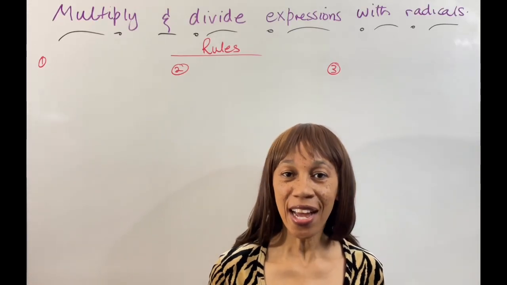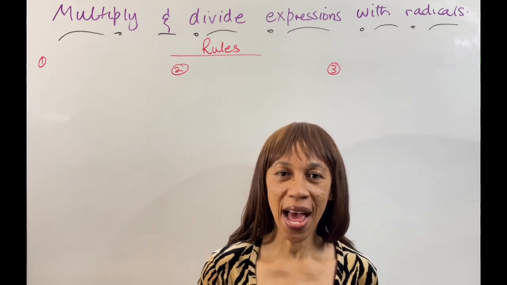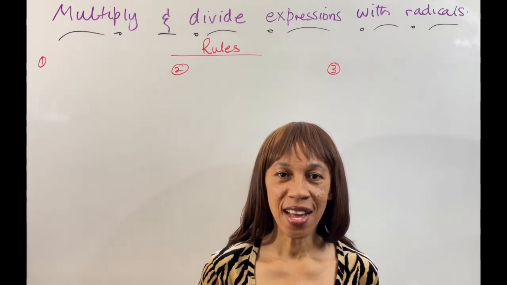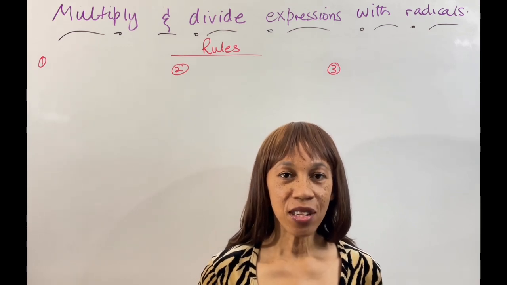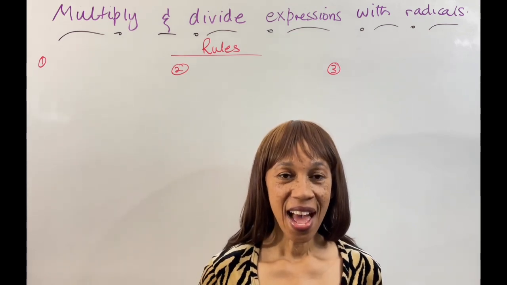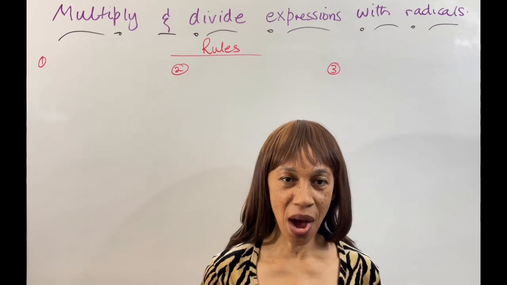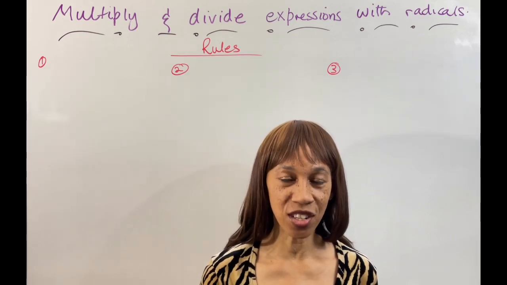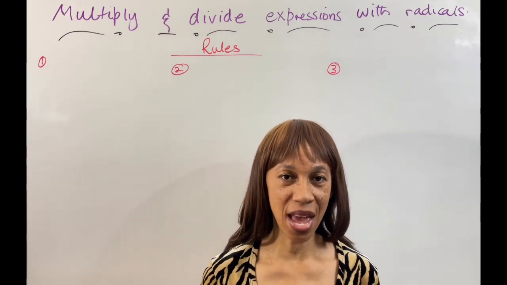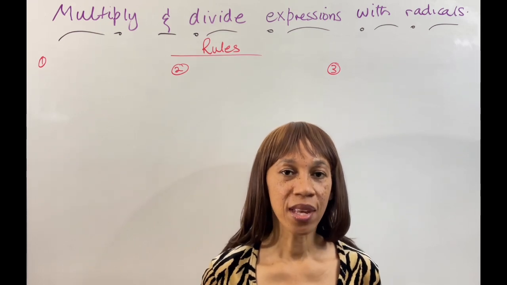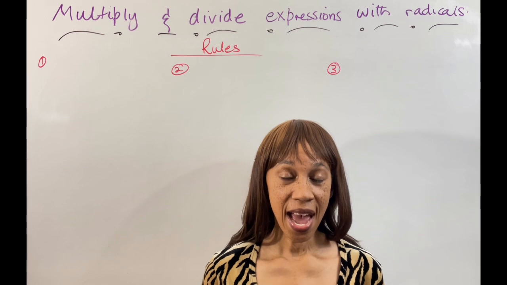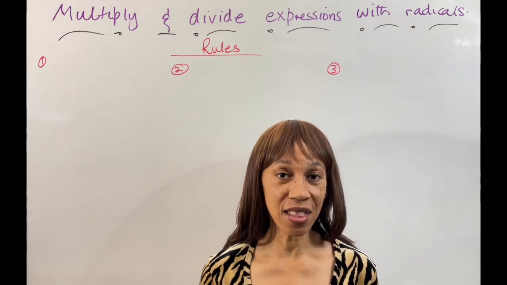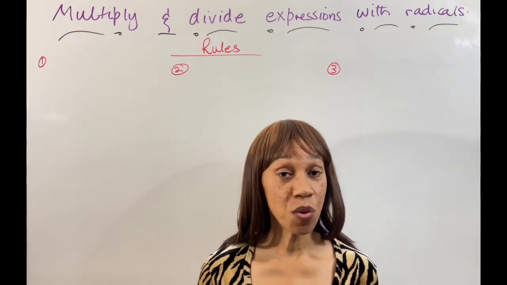Today I'm going to discuss with you how to multiply and divide expressions with radicals. Say for instance, we live inside a box, and in that box there are two dimensions that make up that box. We have the length and the width. And if we're given the area of the box and we are asked to find the length and the width of the box, we can do so.